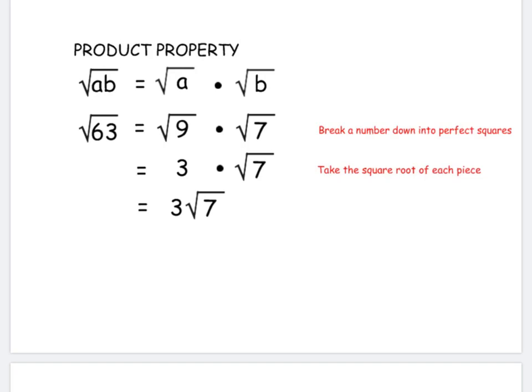So for example, the square root of 63. If I'm thinking about two numbers that multiply to make 63, I want one of those numbers to be the biggest perfect square possible. So if I take 63, my biggest perfect square that goes into 63 is 9. So I'd have the square root of 9 times the square root of 7, because 9 times 7 is 63. We know the square root of 9 because 9 is a perfect square. The square root of 9 is 3. I do not know the square root of 7, so my answer would be 3 square roots of 7.